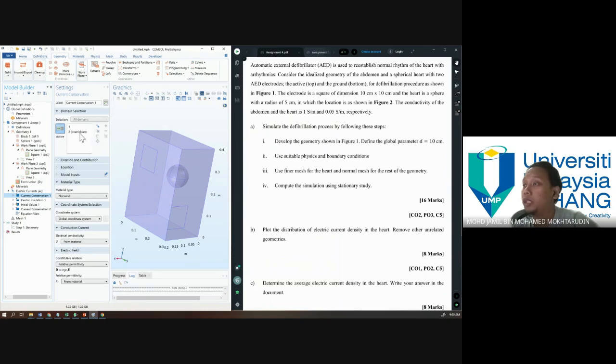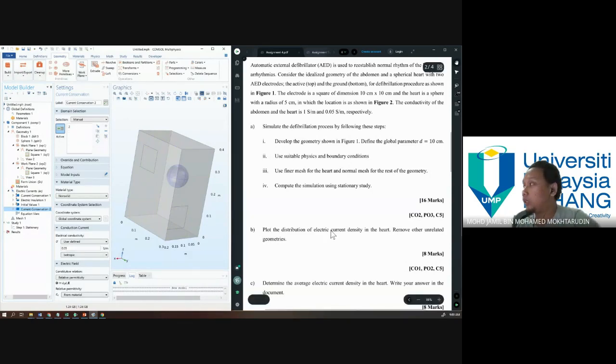You will see that it returns here overridden. So overridden means the domain number 2, which is the heart, is not going to have similar properties as current conservation 1, but it follows current conservation number 2. Okay, so in the number 1 here, we just set conductivity equals 1. So now we set the current conservation conductivity.